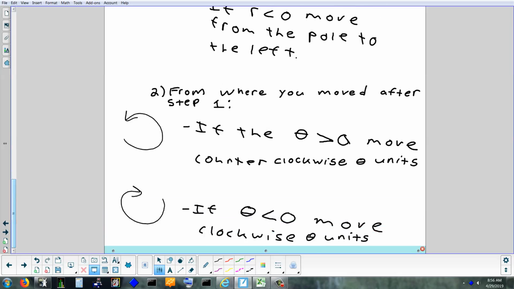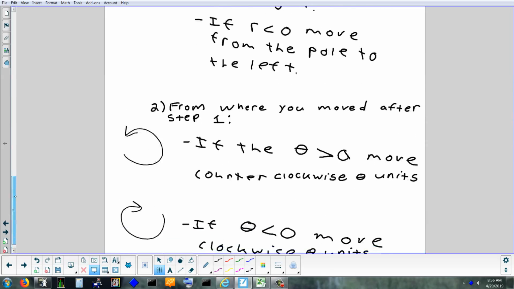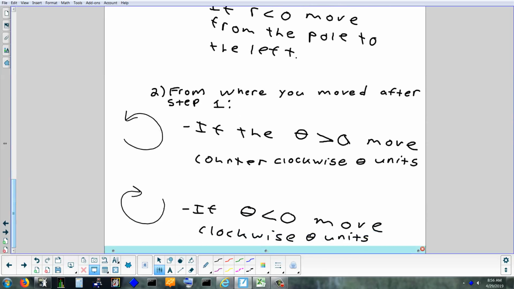All right. So r, left, right, theta, clockwise or counterclockwise. So all we're going to do now is practice graphing points. We'll look at every kind of possibility you could have. Positives, negatives, stuff like that. So, any questions on that so far?